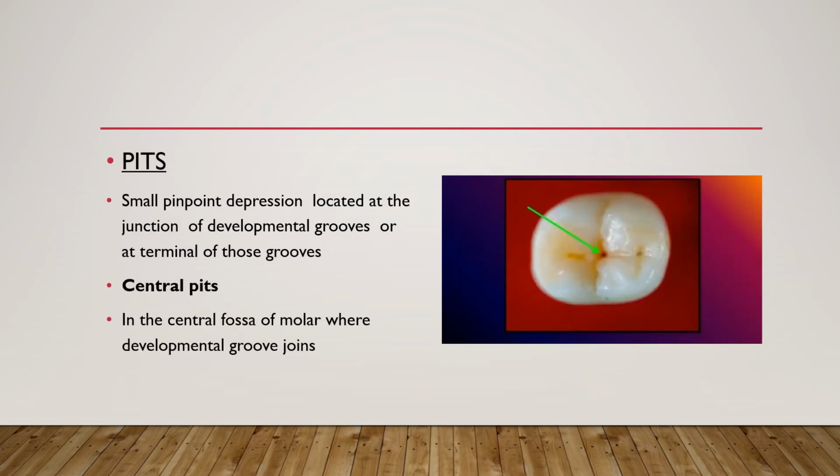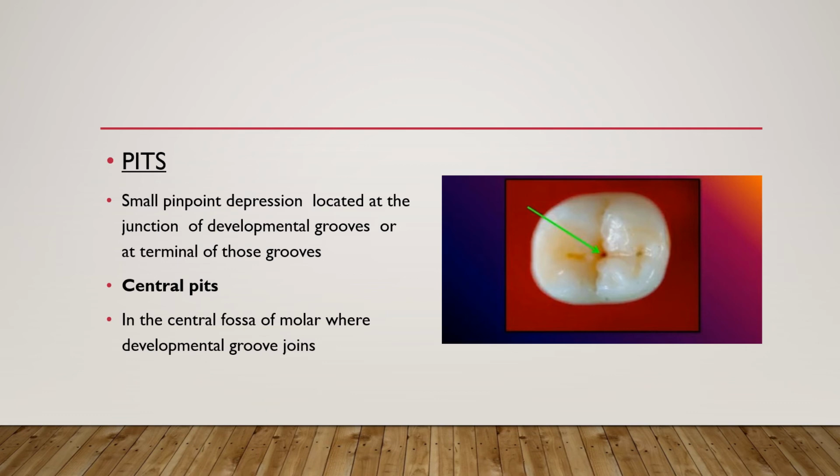Now what is a pit? A pit is a small pinpoint depression, and it is located on the occlusal surface of the posterior teeth. Where it is basically located, it is located at the junction of the developmental grooves, or where they are terminating.